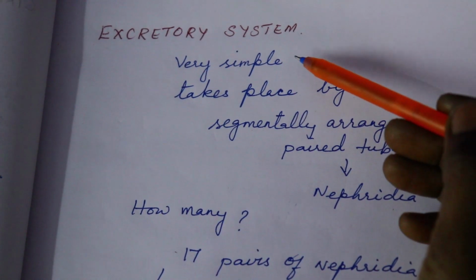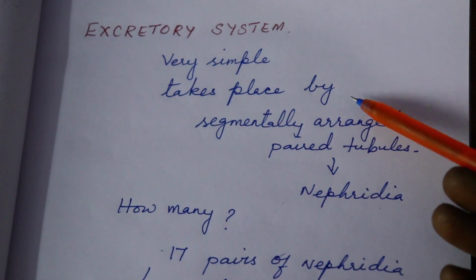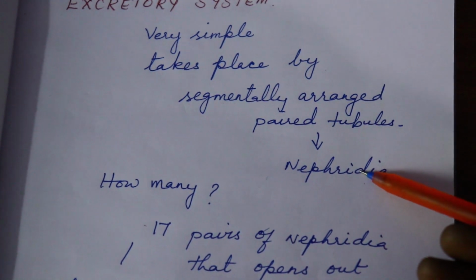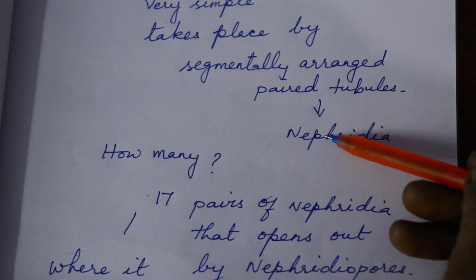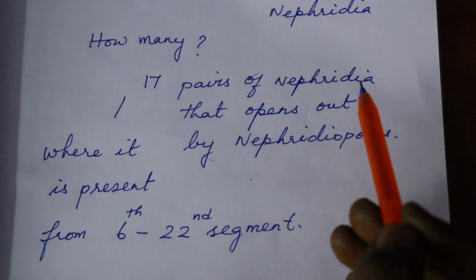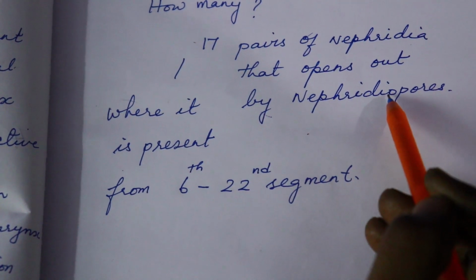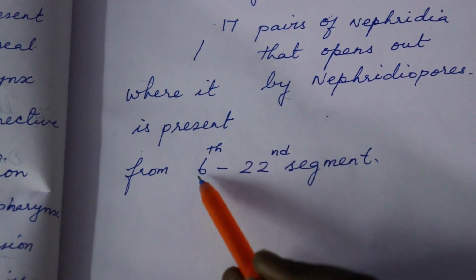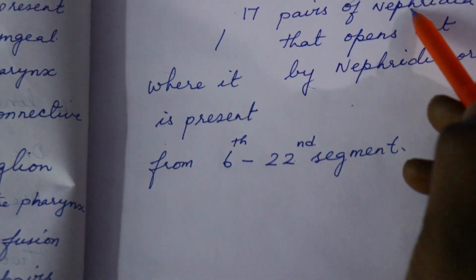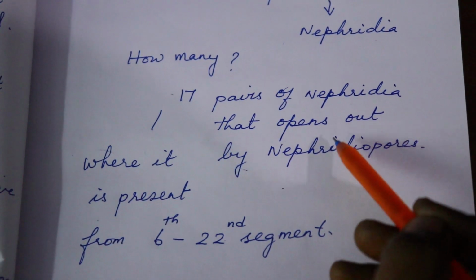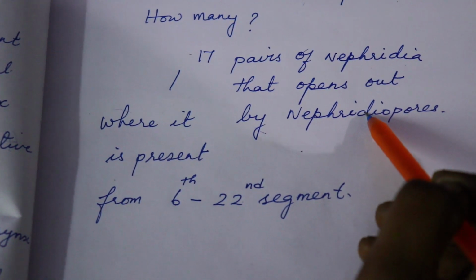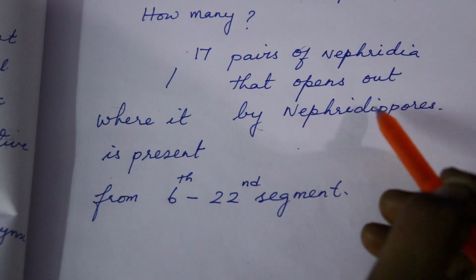Excretory system of leech, again it's very simple. It takes place by segmentally arranged paired tubules. Remember children, nephridia. How many nephridia or nephridiopores have we seen? There are 17 pairs of nephridia that open out by the nephridiopores, present from the 6th to 22nd segment. Through this, all the unwanted material will be excreted out.